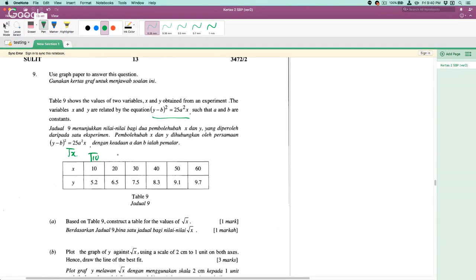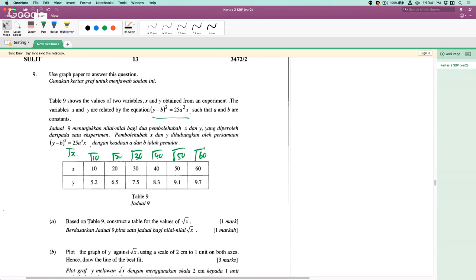So here is square root 10, square root 20, square root 30, square root 40, square root 50, and square root 60. Of course, you have to change them into decimals, and when you do, remember to take at least 2 decimal places. I think 2 decimal places will be good. No need for more than 2 decimal places, because on the graph paper itself there's no way you can actually see more than 2 decimal places, unless your scale is very, very small.